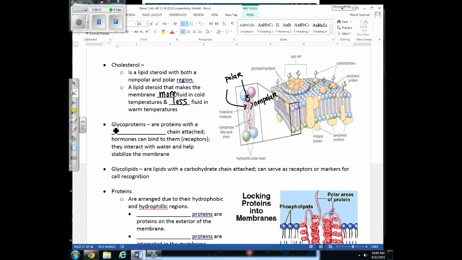The next molecule, the glycoproteins, I've mentioned briefly. They are proteins with a carbohydrate chain attached.